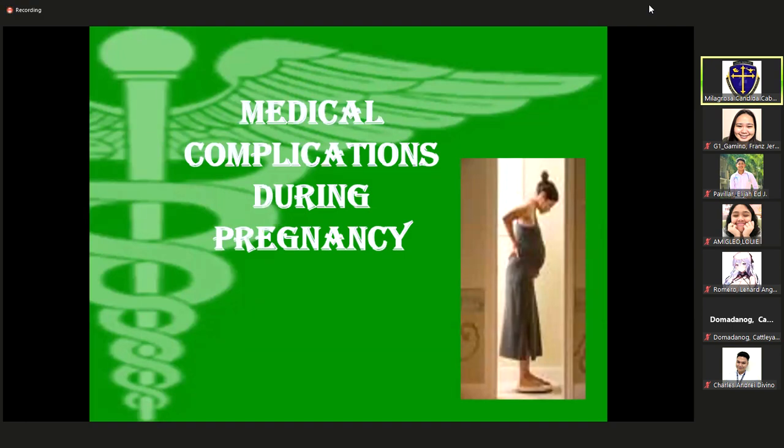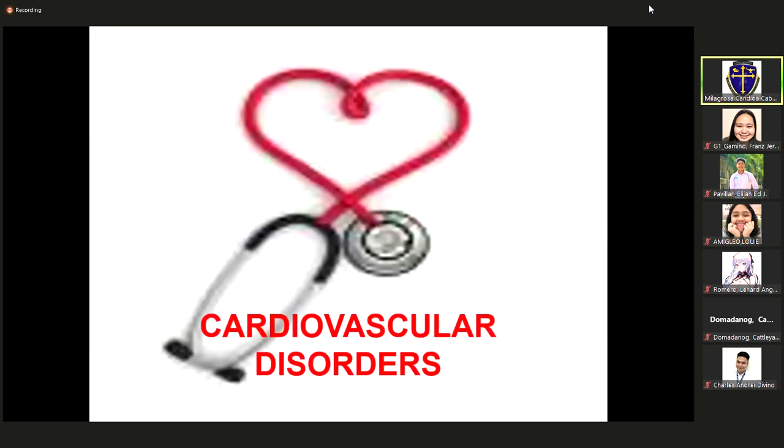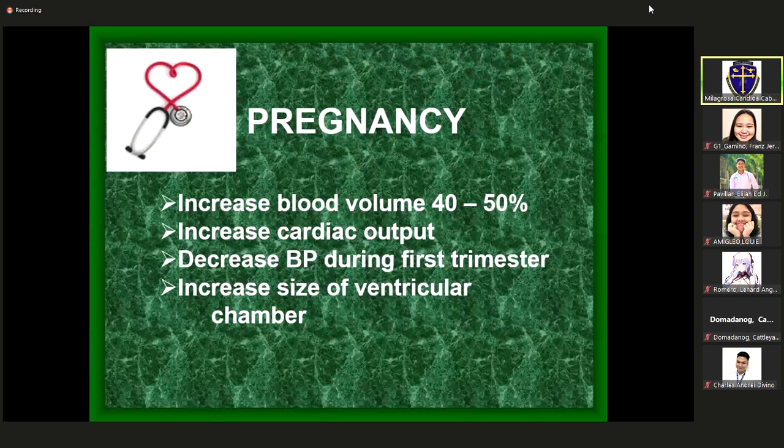So we will now tackle medical complications during pregnancy. First would be the cardiovascular disorders. So, in pregnancy, guys, there is an increased blood volume of 40 to 50%. I have mentioned that one earlier. So, ibig sabihin, mag-double time si heart. There would be an increased cardiac output just to sustain the needs of the baby. Then, decrease ang blood pressure natin during the first trimester of pregnancy. Increase in the size of the ventricular chamber. Okay? Just to accommodate the increase in the blood volume.